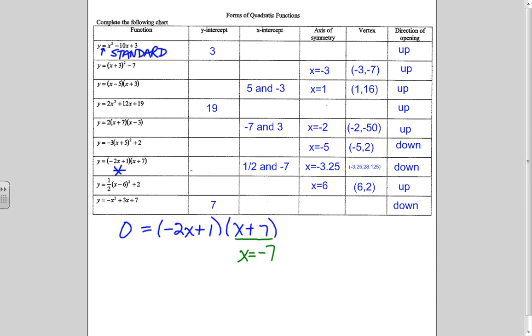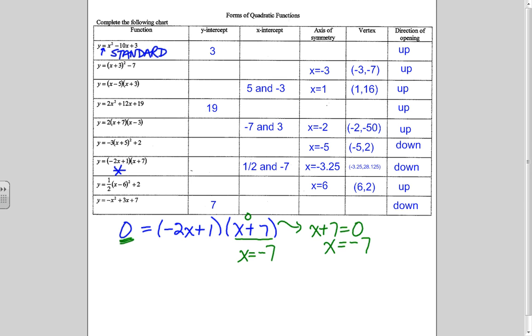So we set it equal to 0, and that means that one or the other of the brackets would be 0 to find an x-intercept. So for the first one, the one that we just looked at, if I set x plus 7 equal to 0, so that I have a 0 here, and 0 times anything gives me the 0 for the y, then I'm going to subtract 7 from both sides, and that's why my x-intercept is -7.